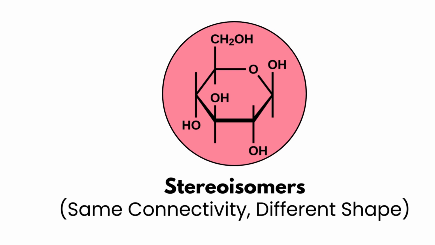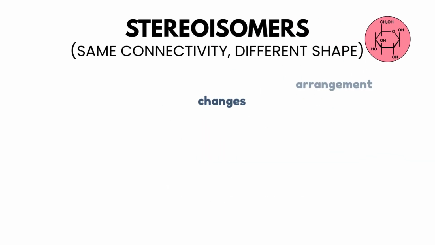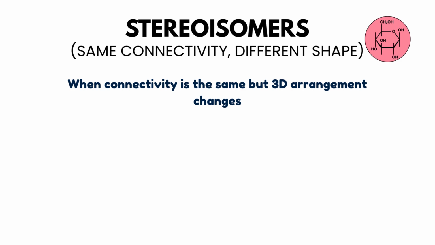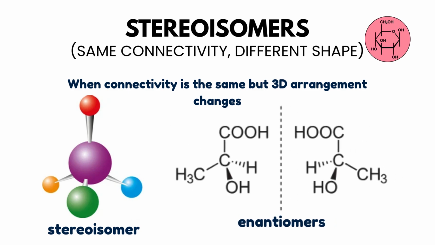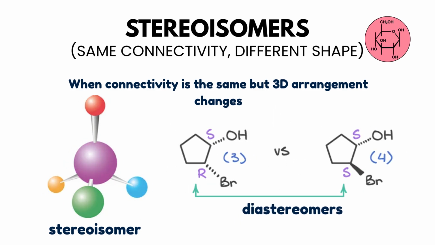Stereoisomers, same connectivity, different shape. When connectivity is the same but 3D arrangement changes, we enter stereoisomers. These split into cis-trans isomers, enantiomers, and diastereomers.